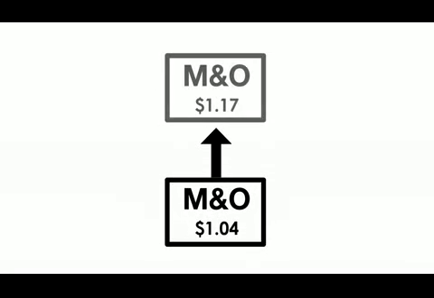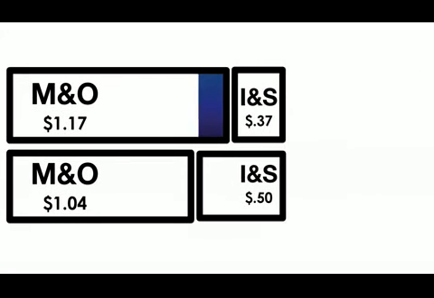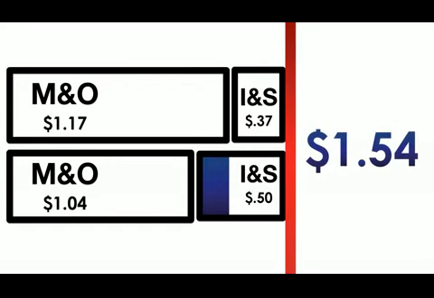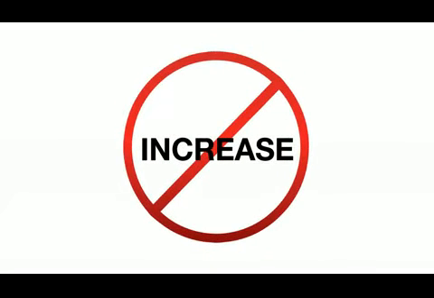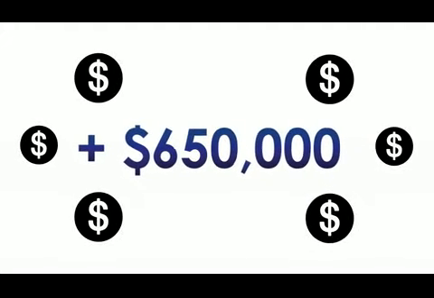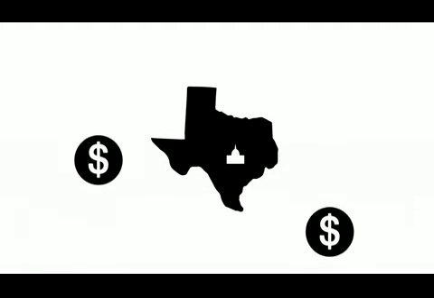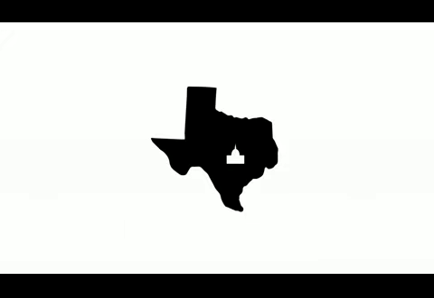As mentioned, the state has a cap on how high the M&O rate can be, which is $1.17. We propose to raise the M&O rate to $1.17 and lower the I&S tax rate to 37 cents. Even with this change, the total tax rate would still be $1.54, the same as the current tax rate. This shift will not cost taxpayers any additional dollars. However, it will generate an additional $650,000 of revenue from the state. This is money that we would not receive from the state without the change in tax rates.